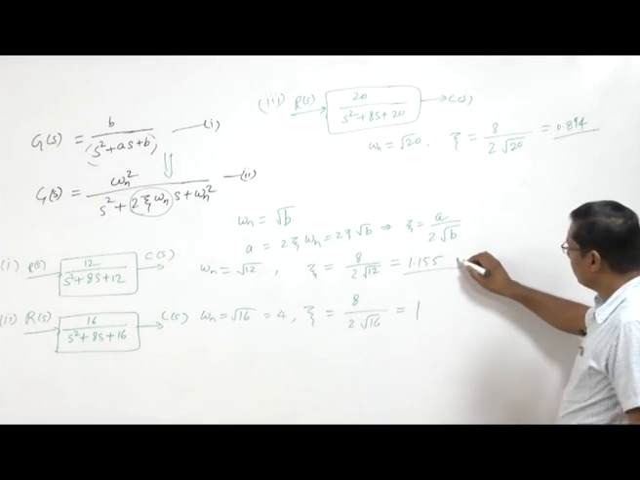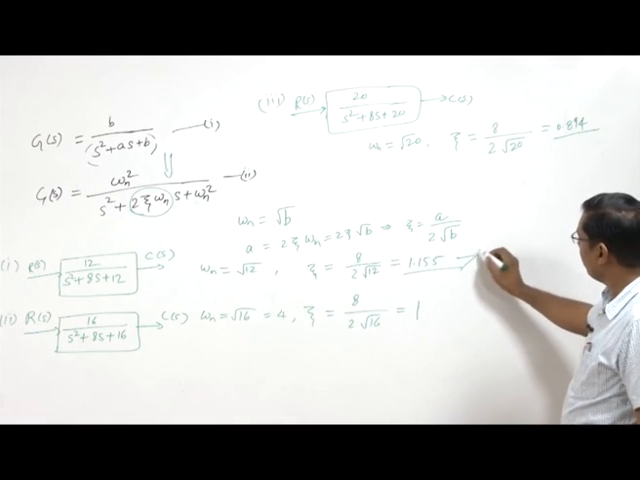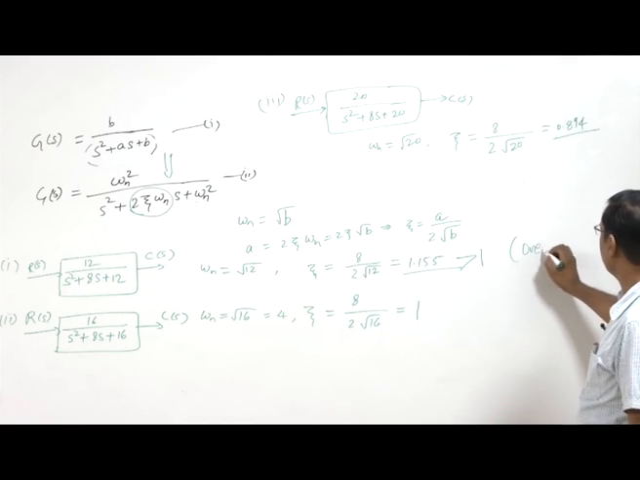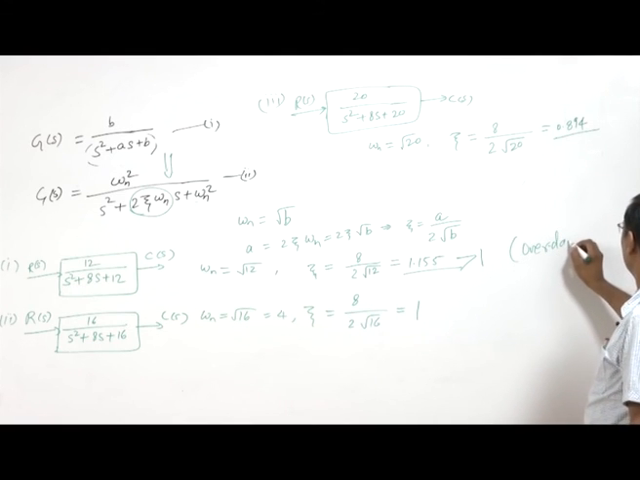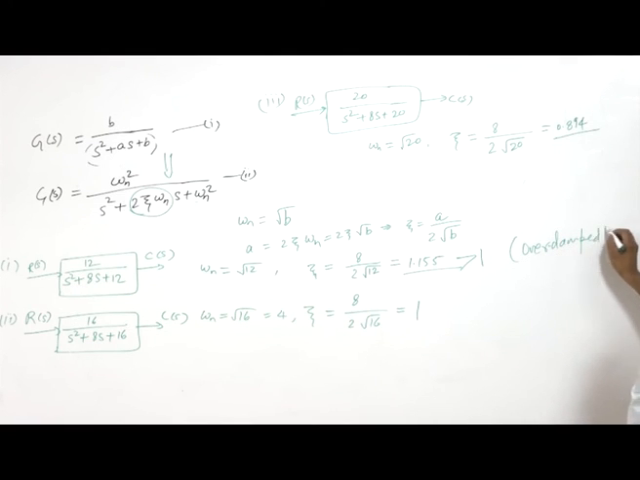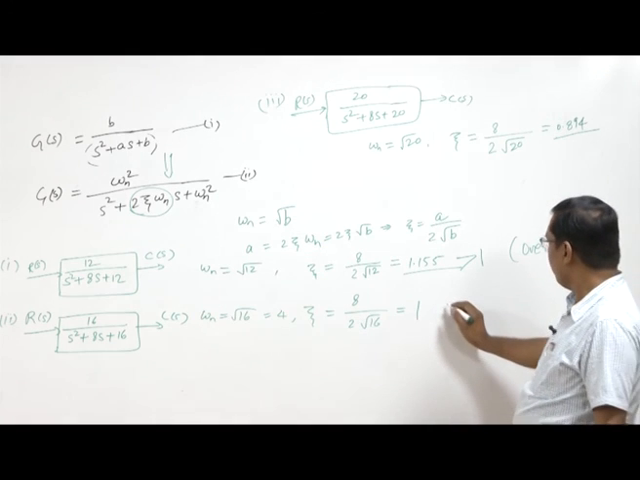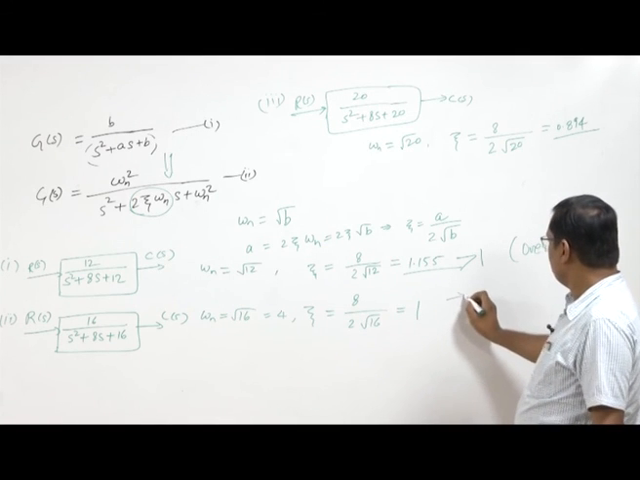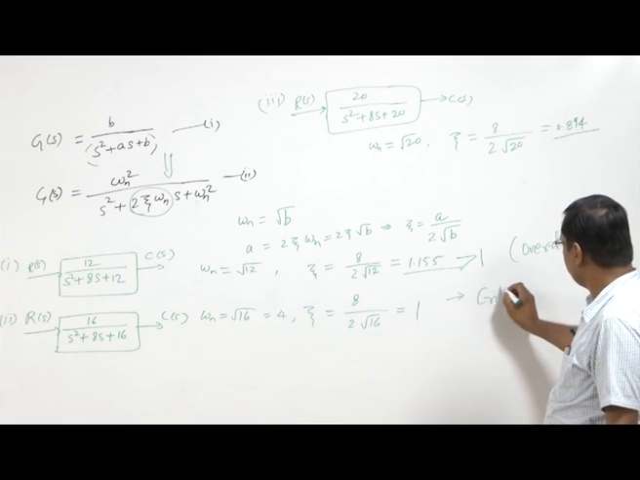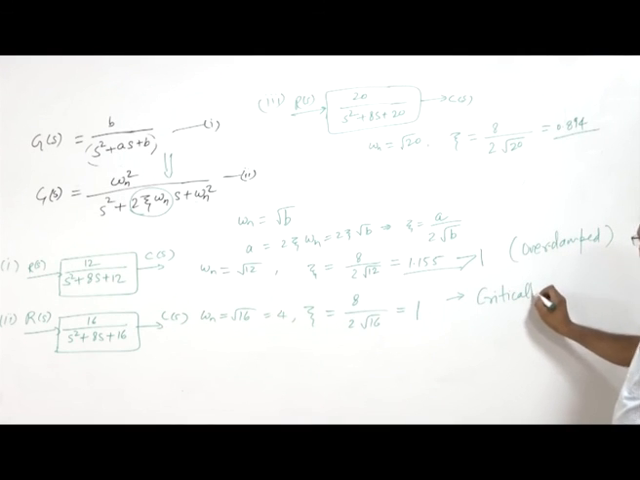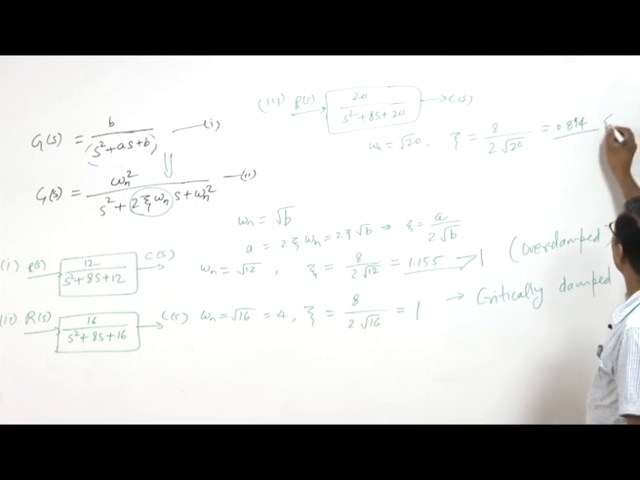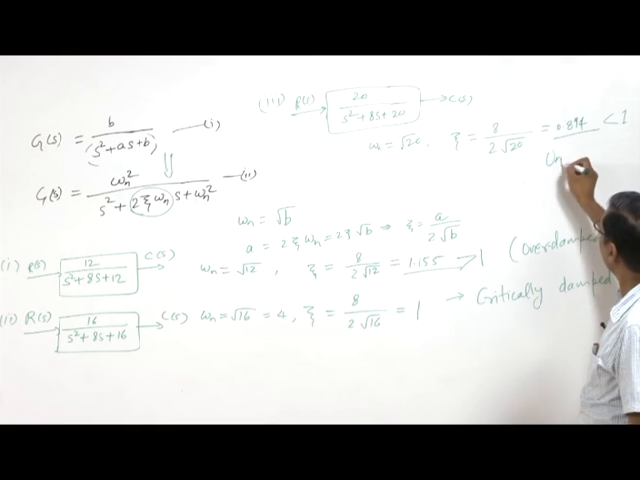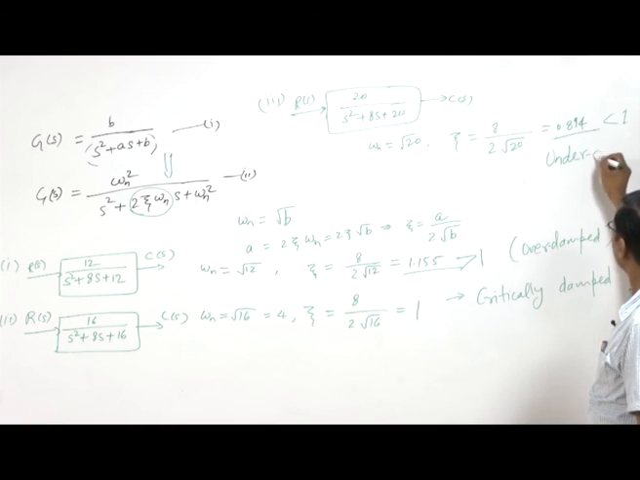So we see that here damping is greater than 1, so this is an overdamped system. Here damping equals 1, so this is a critically damped system. And here damping is less than 1, so this is an underdamped system.